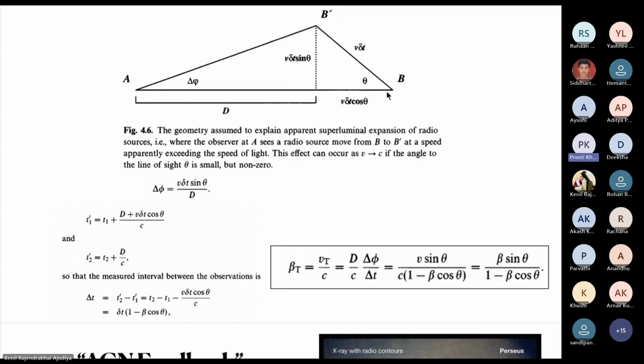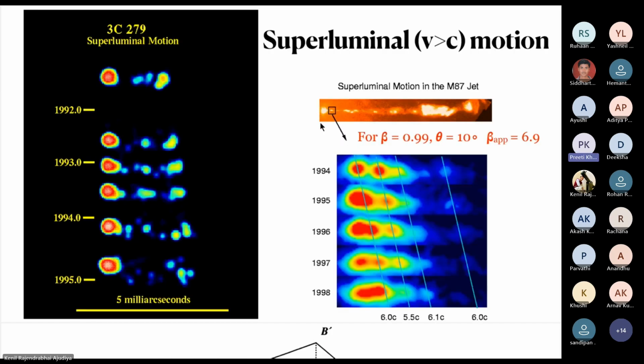Going towards B prime. So just with this geometry, you can find, so there's an equation given here, which is beta, which is just velocity by c, speed of light. T is for transverse motion. So that is how you see the motion across the sky, which is basically equal to beta sine theta by 1 minus beta cos theta.